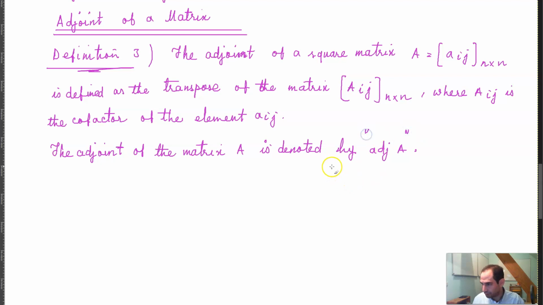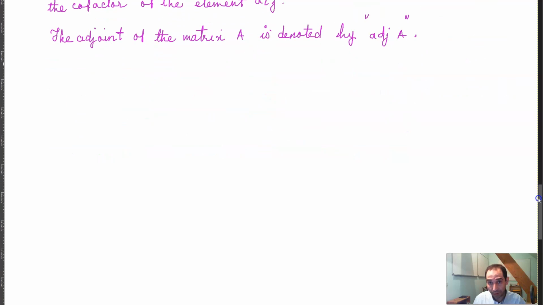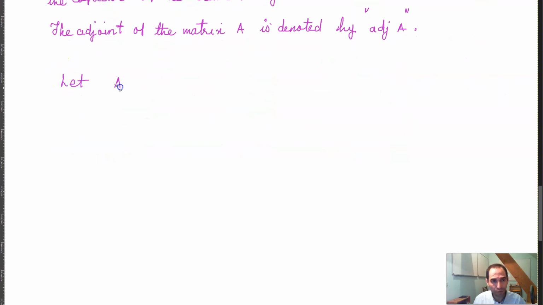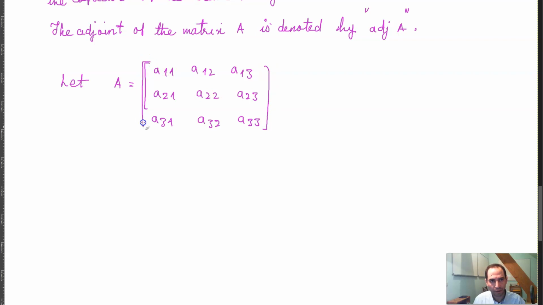This is the notation. So now let A be equal to some matrix, as for example A of 1 1, A of 1 2, A of 1 3, and A of 2 1, A of 2 2, A of 2 3, A of 3 1, A of 3 2, A of 3 3. So let's consider this as the matrix A.